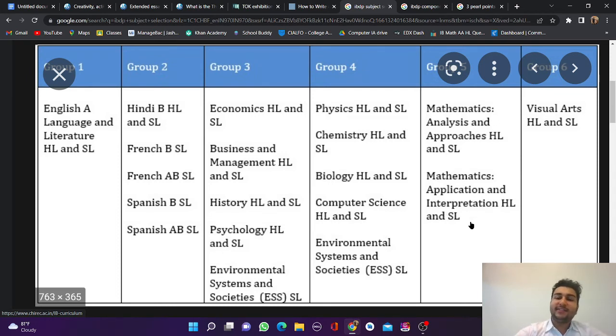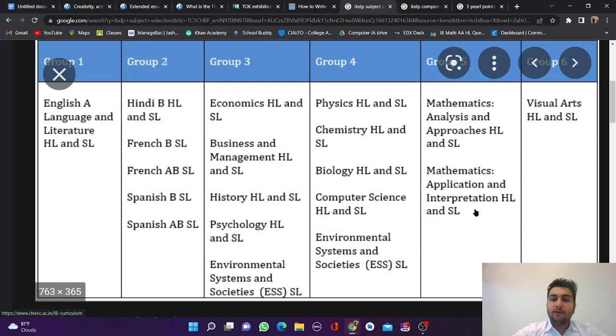The analysis and approaches course is more of a hardcore maths, and the AI course deals with more statistics and probabilities. So if you are looking for a career in finance, then I think AI will be a better choice. And if you are looking for a career in computer science or physics, then I think AAHL or SL would be a better choice.